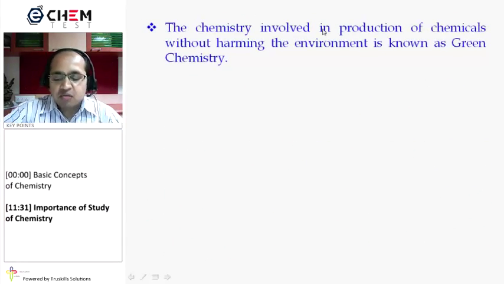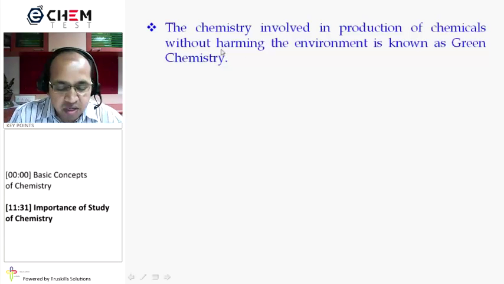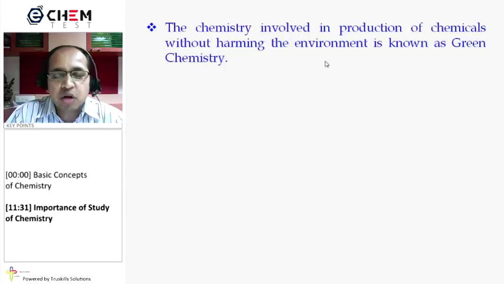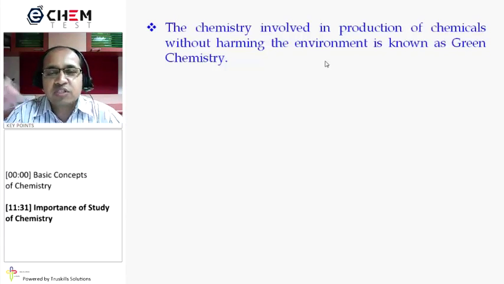The chemistry involved in the production of chemicals without harming the environment is known as green chemistry. You have one chapter which is known as environmental chemistry. In that chapter, you will learn about this topic that is called the idea of green chemistry. In case of any chemical reaction, along with the desired product, we get some byproducts which mainly cause either pollution or I can say it is a waste.